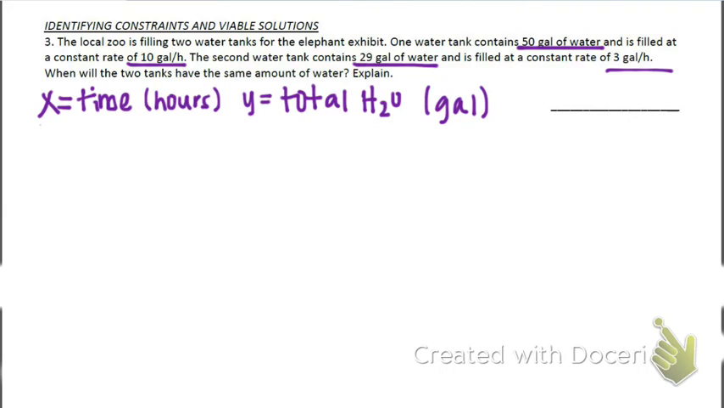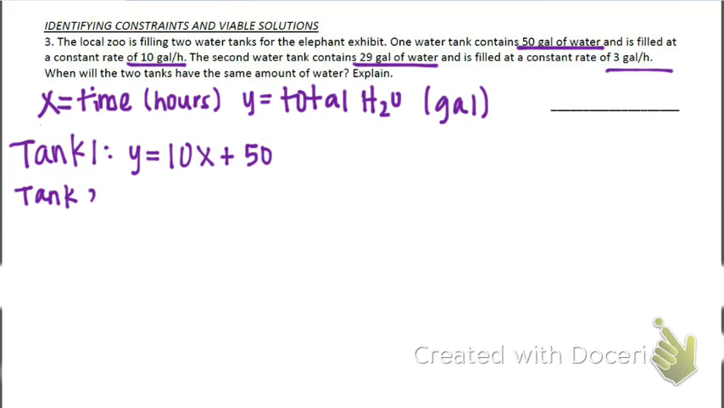So let's write an equation for tank 1. And then I'm going to have you guys write an equation for tank 2. So first we're trying to find the total gallons. So that's going to be y equals, our rate is 10 gallons per hour. So I'm going to multiply that by the number of hours. So 10x, that's my rate. Plus, how much water is already in there? How much water is already in tank 1 to start? 50. So what I want you guys to do right now for me is write an equation for tank 2.